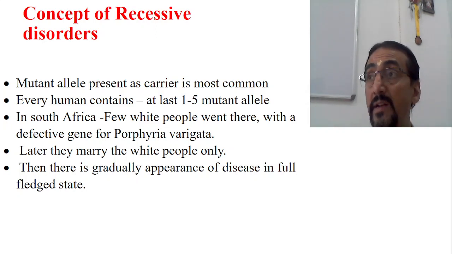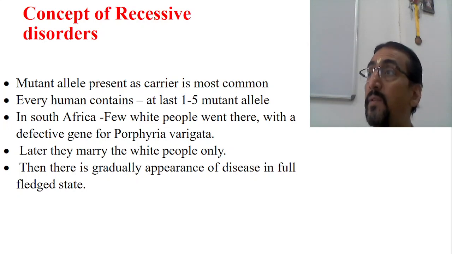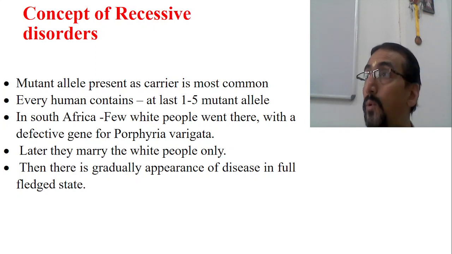They are the white people, so definitely they will not marry with the local people there. So when the marriage or mating takes place, they prefer only the white people, those who went there among them. Among them only they married. So later they married only white people there.